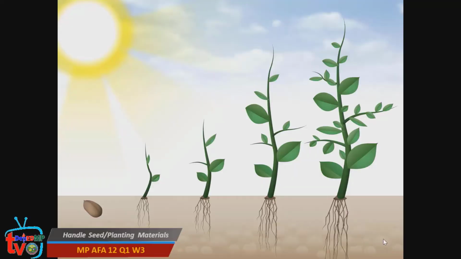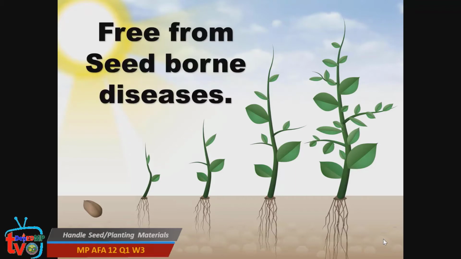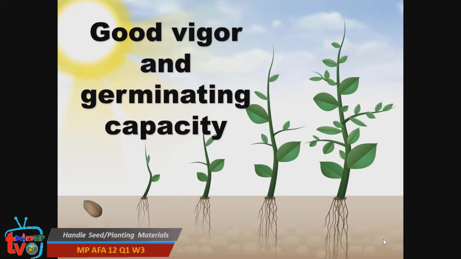The characteristics of good quality seeds are the following. Damage-free. Seeds should be free from physical or chemical damage that will affect their viability. Free from mixture. Seeds must be totally pure, with no other seed mixture. Free from seed-borne diseases. Seeds coming from parents affected with diseases will pass it down to their offspring and affect the whole population. And lastly, good vigor and germinating capacity. Select seeds that are viable, with a high germination percentage, at least 85%, and healthy.